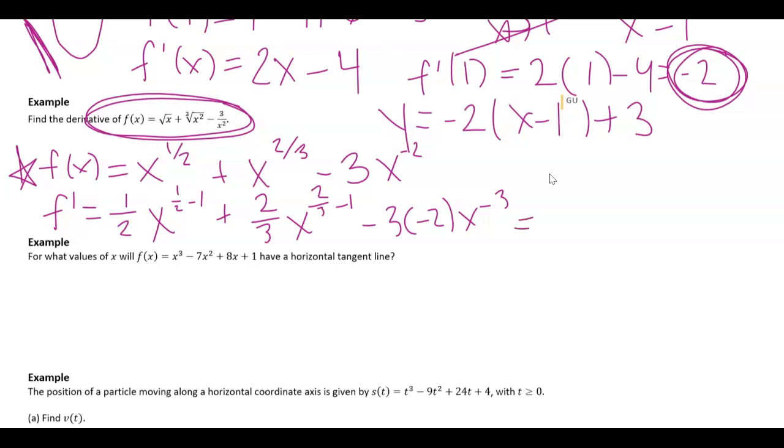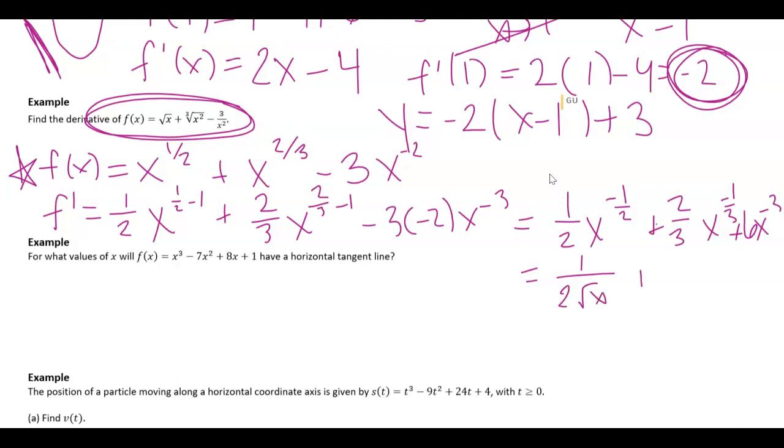All right, let's just write this a little bit cleaner. 1/2, x to the negative 1/2 plus 2/3, x to the negative 1/3 plus 6x to the negative 3. If I wanted to simplify this even more, then anywhere I see a negative exponent, that x needs to go into the denominator. And let's go ahead and write it in root form as well. So this is going to be 1 over 2 root x plus 2 over 3 cube root of x plus 6 over x cubed.